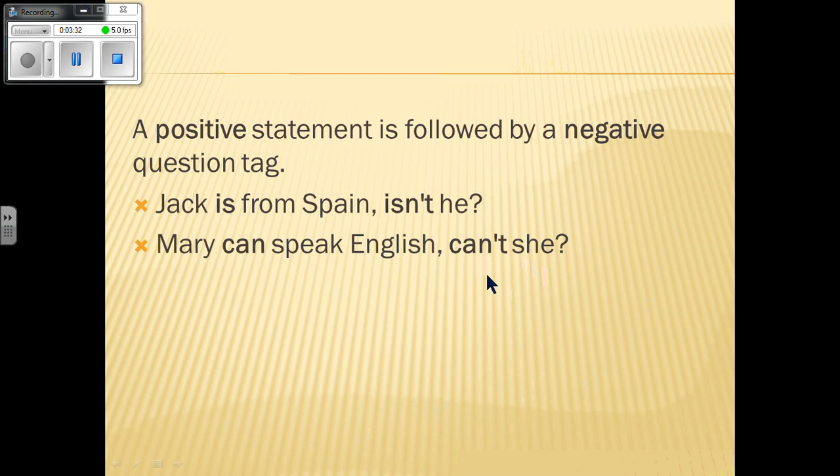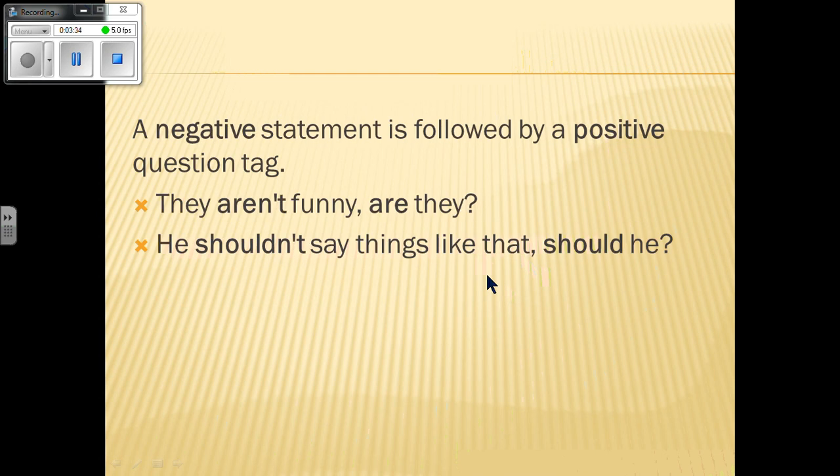Can't she? Question mark. A negative statement is followed by a positive question tag, the opposite. They aren't funny. Aren't here is in the negative, so it will be are they? He shouldn't say things like that. Shouldn't here is in the negative form, so it will be should he?